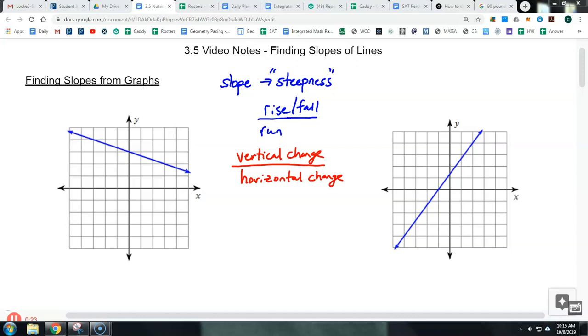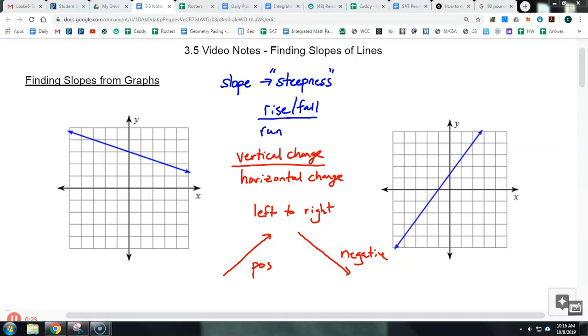One thing you want to know is we're always looking from left to right. So we're going to go from left to right when we view these lines. So if a line is increasing from left to right, we say that it has a positive slope. And a line that's decreasing from left to right, we say has a negative slope. So those are just some key points that hopefully you remember from algebra.